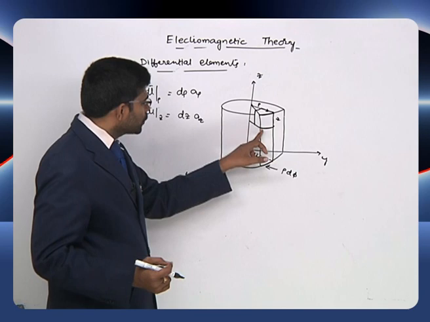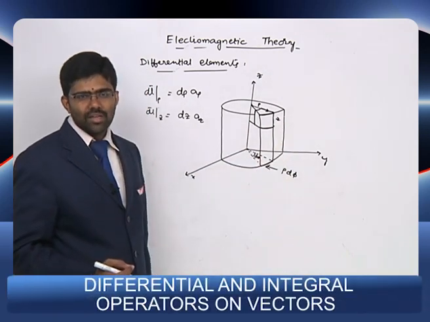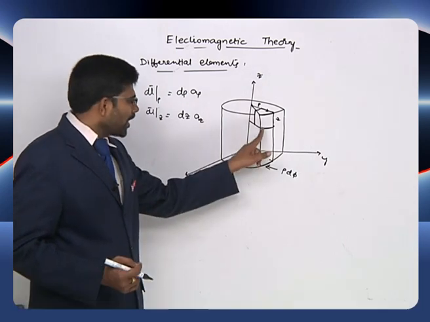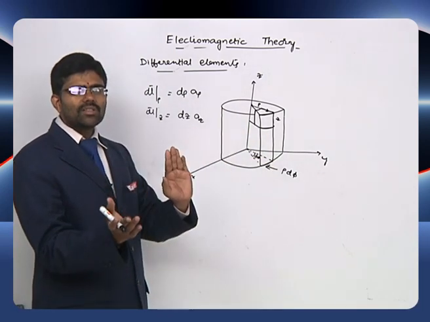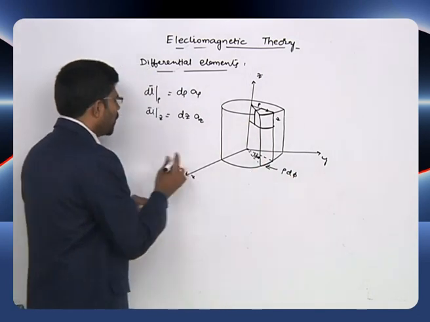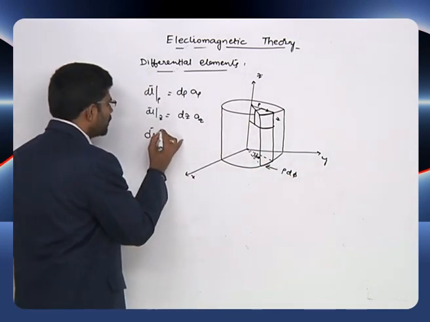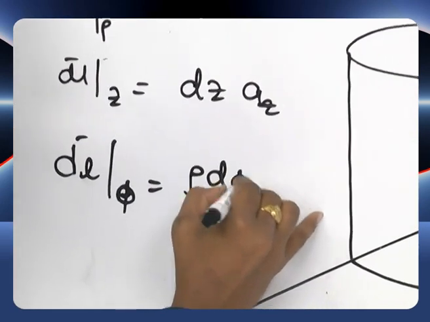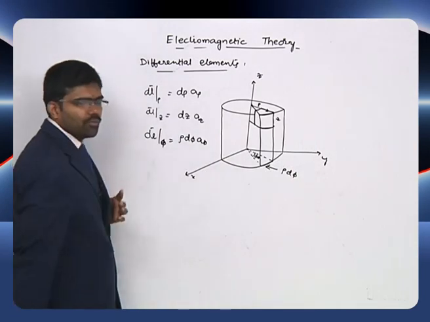We are not supposed to consider this as a simple differential length. D phi a phi will not give us the differential length, that is the angle. So you have to convert this angle to length with the help of the arc length formula, rho d phi. So if you want to write the differential length in the direction of phi, then rho d phi a phi is the component we have.